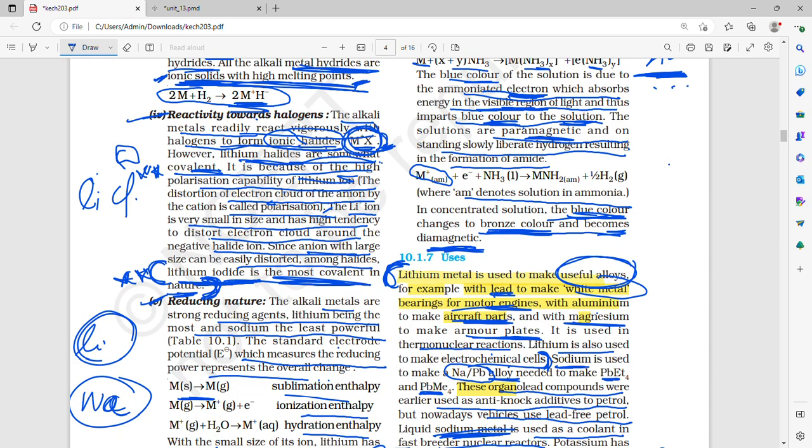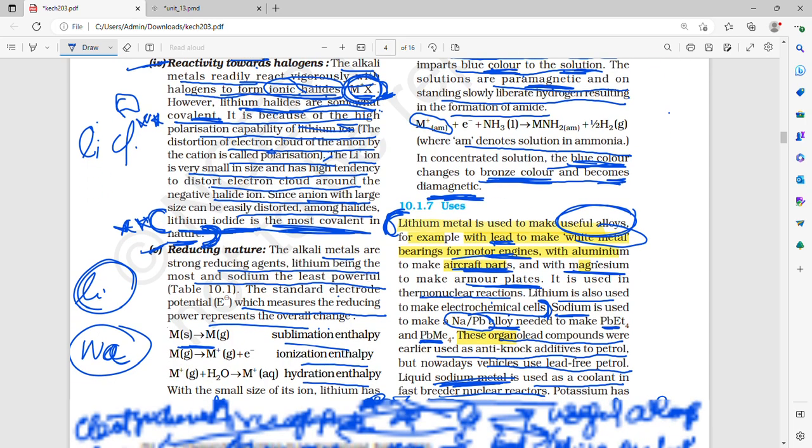Now, reactivity towards halogen. The alkali metals react vigorously with halogen to form ionic halides M+ X-. However, lithium halides are somewhat covalent. Why are lithium halides covalent? Because they have very small size and very high polarization capability. Because of their very small size, they are able to distort the anion's electron cloud, because the anion has a very big size. So with very small size, they have a very high tendency to distort the electron cloud, or you can say very high polarizability.